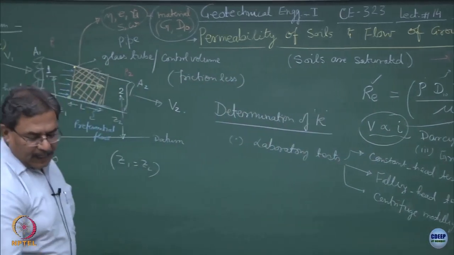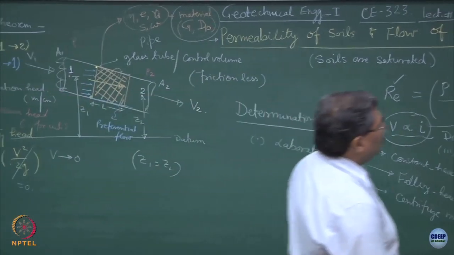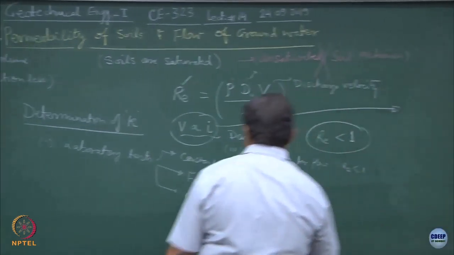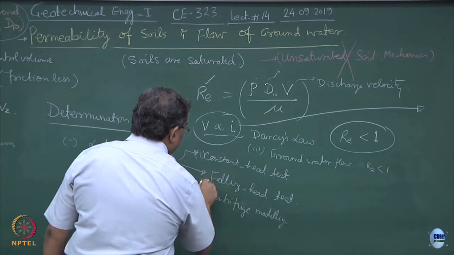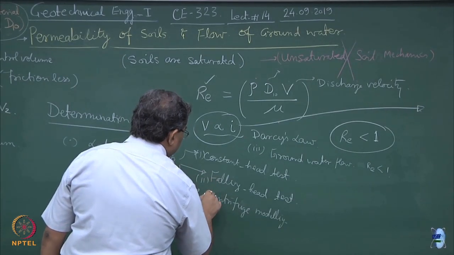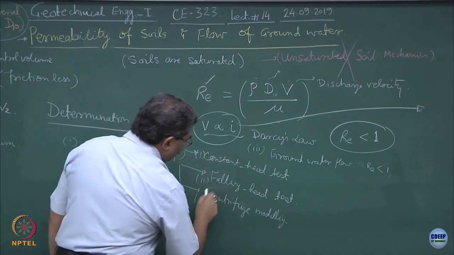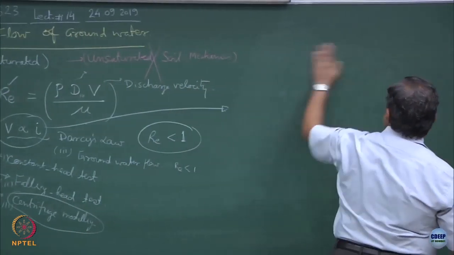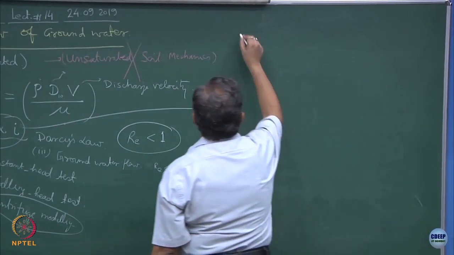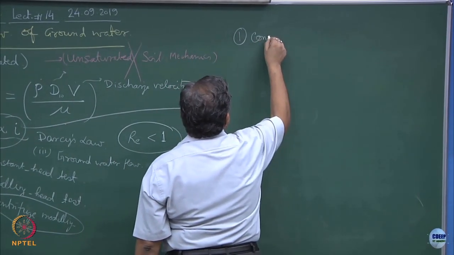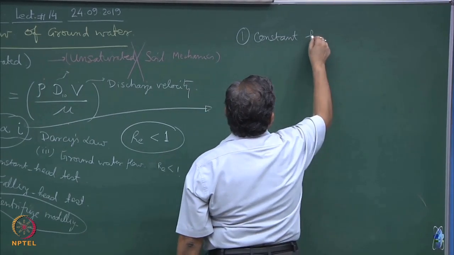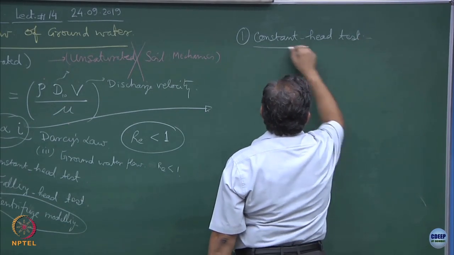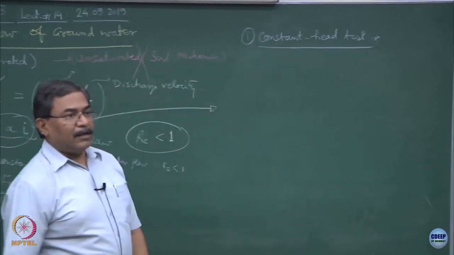What essentially these tests are: the first test is a constant head test, number 2 is falling head test, number 3 is centrifuge test. In a centrifuge I can do both the tests 1 and 2. So in the first one, what we do is known as the constant head test. Normally this is performed over granular materials.